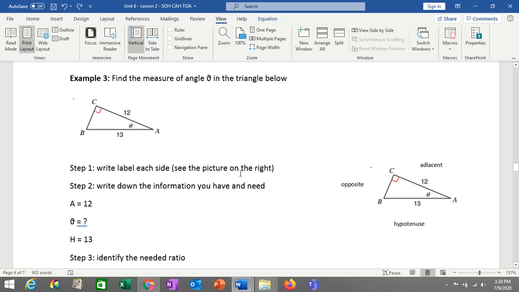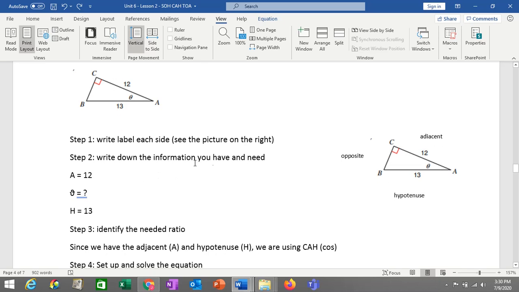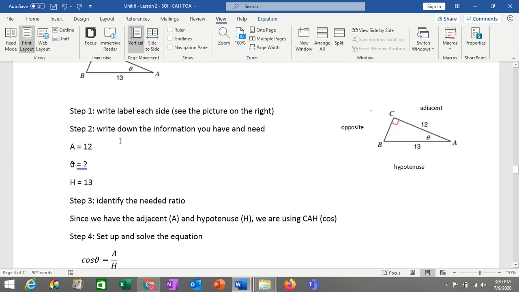Again, labeling our triangle, same as always, longest side, that's your hypotenuse. Theta is what we're concerned with, so this is the side that's adjacent to it, that's touching it. So that's 12, that's adjacent. This side will be opposite. Write down the information that we need. We're trying to find angle theta, we don't know what that is. We have the adjacent side to theta, and we have the hypotenuse, so that's 12 and 13. That's an AH, so SOHCAHTOA, AH goes with C, so we're going to be using cosine here.